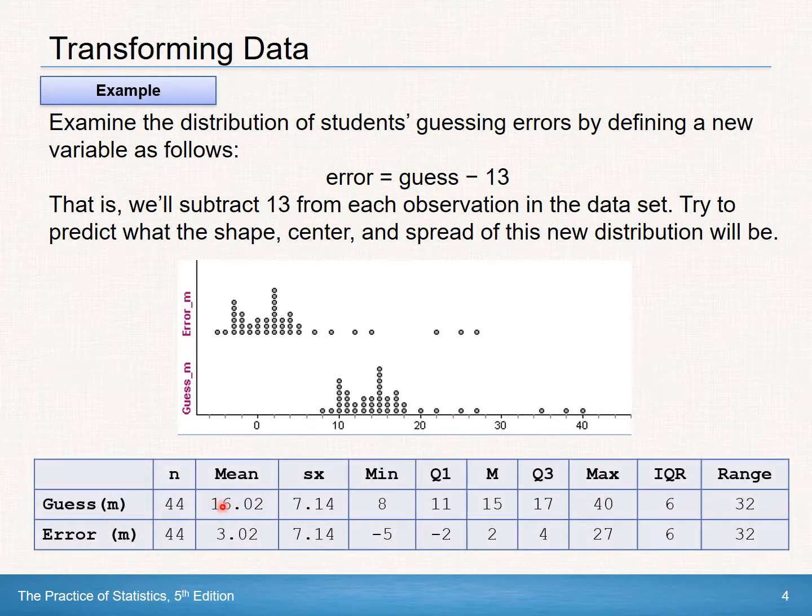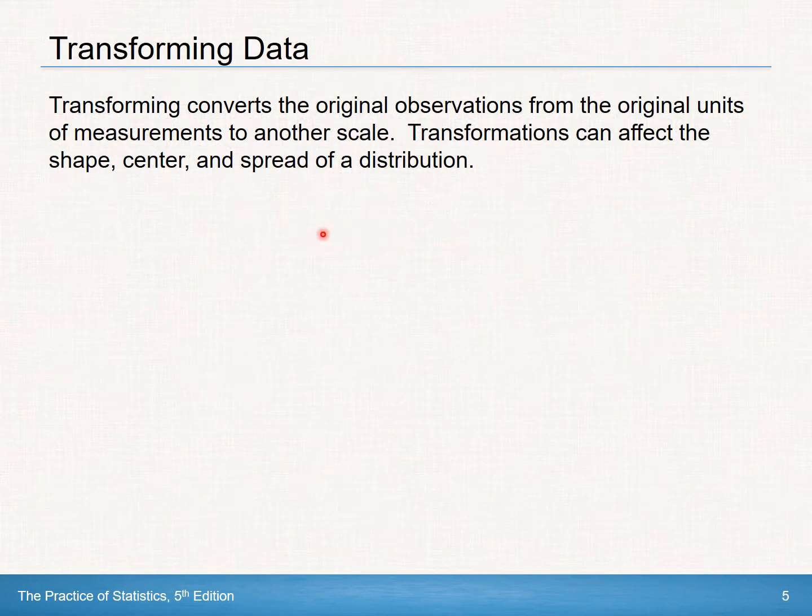If you look at this, our mean was at 16.02. It went down 13. Our standard deviation, which measures spread, stayed the same. Our min, our quartile 1, our median, our quartile 3, and our max all went down by 13. Notice the interquartile range and the range did not change. So again, adding and subtracting only changes the measure of center.